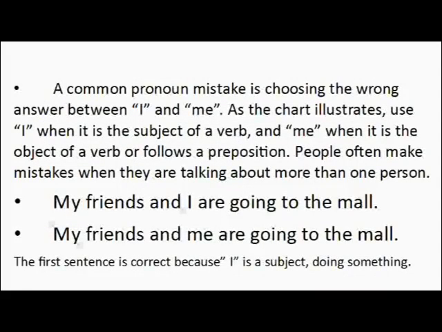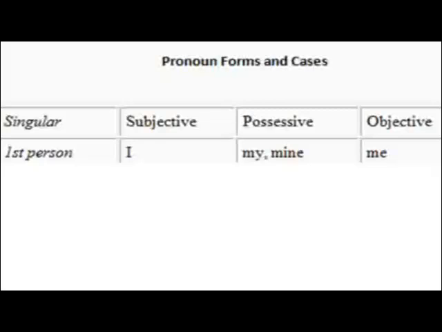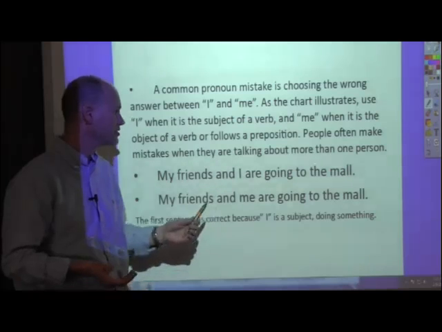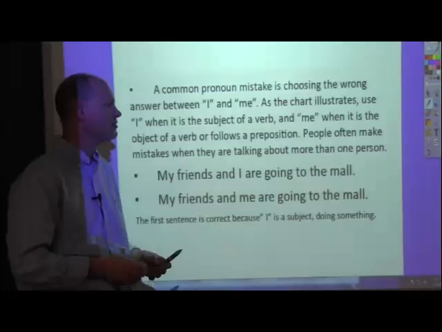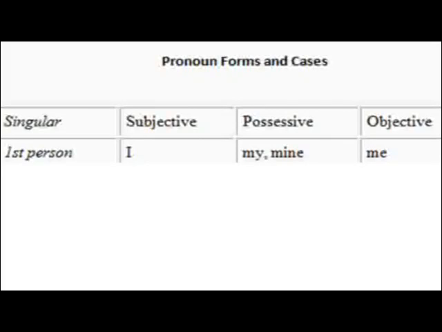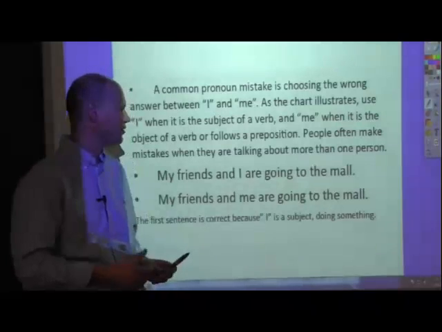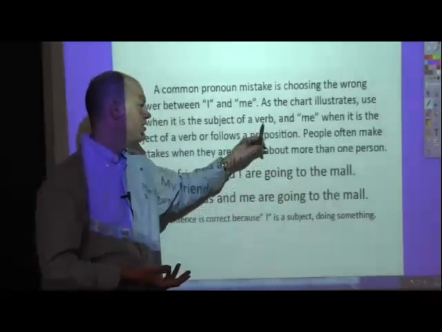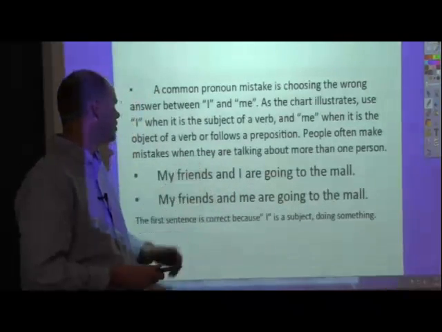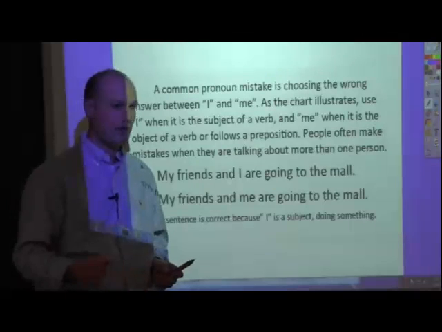So this is where they're coming out on the ACT. A common pronoun mistake is choosing the wrong answer between I and me. As the chart before illustrates, you use I when it's the subject of a verb, the subjective, right? And you use me when it's the object of a verb or follows a preposition, the objective. So while that chart seemed very basic, this is one way to take a look at it. Because people often make mistakes when they're talking about more than one person.